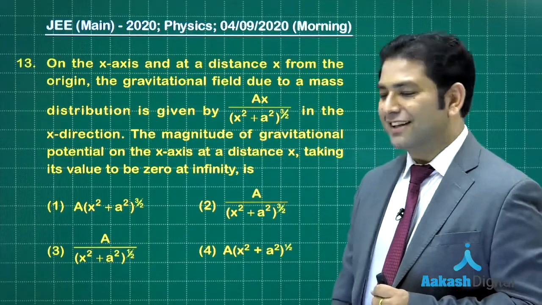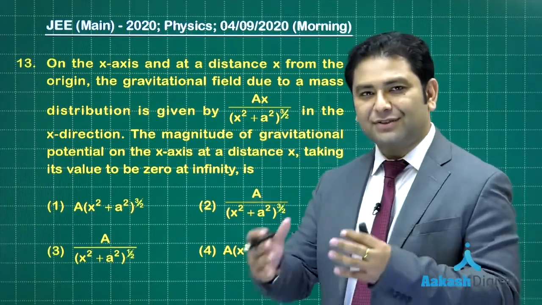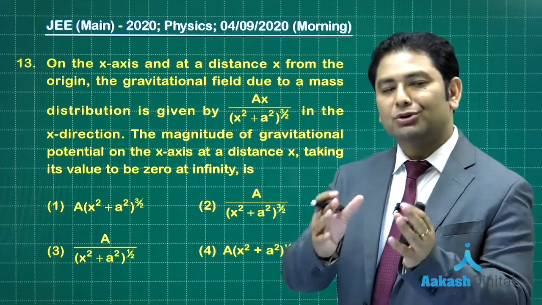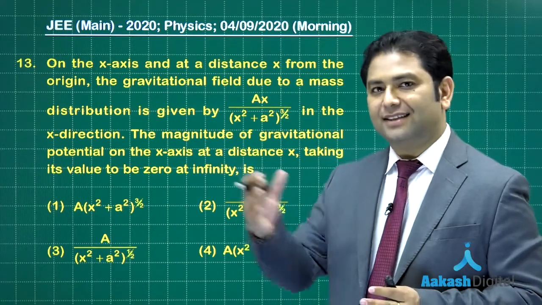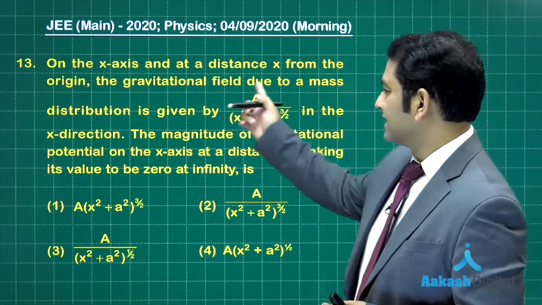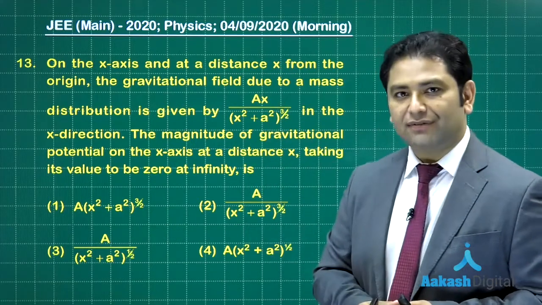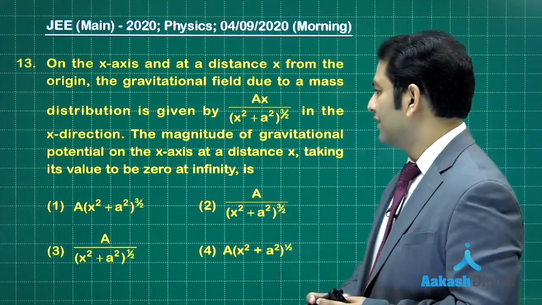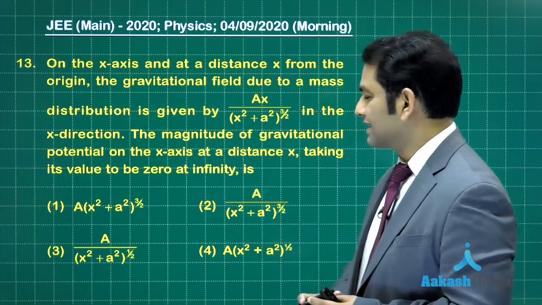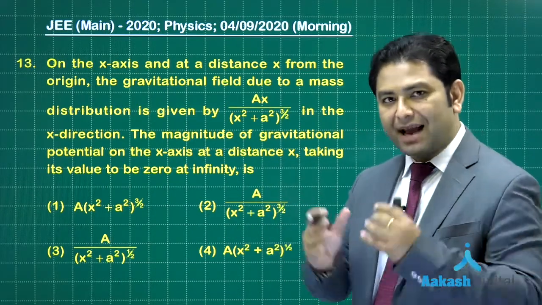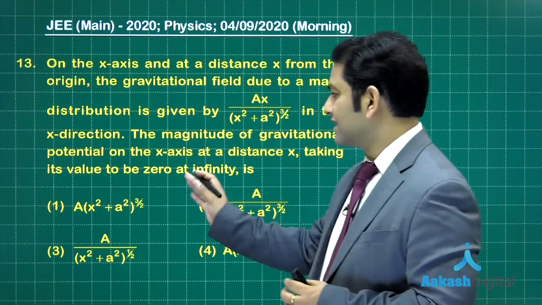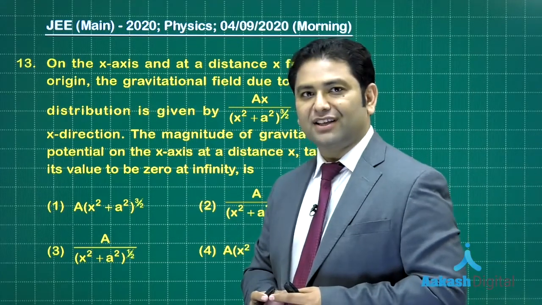Question number 13, that's from gravitation, and it's from the topic of how you relate potential and intensity. The intensity is given here as a function of x. We need to calculate V as a function of x, and more precisely the magnitude of that. The reference is given, it's at infinity.